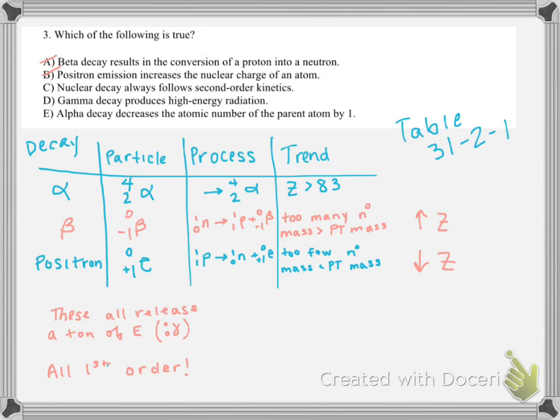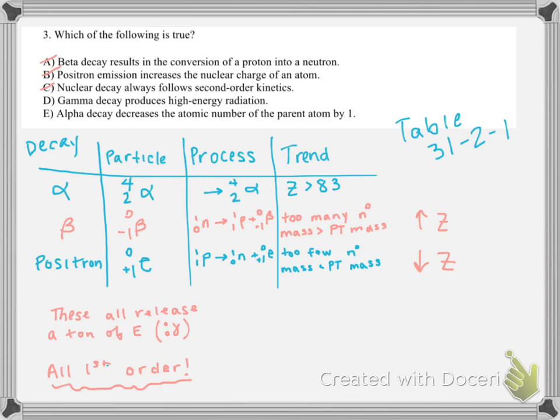C says nuclear decay always follows second order kinetics. I wrote down here that all of these follow first order kinetics. Okay, with nuclear, just always first order, the same kind of first order stuff we talked about earlier. Always first order, so that one's not right.